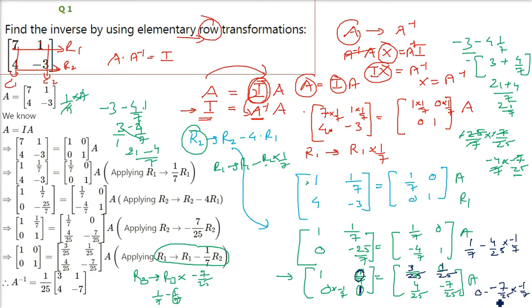Because whatever you are doing on the left hand side, you have to perform it on the right hand side as well. Right? So this is the final identity value. And this is A. So what should be here? It should be A inverse. So this is final A inverse. This is going to be your A inverse. I hope you got the idea. So final value I am writing again. 3 by 25, 1 by 25, 4 by 25 and minus 7 by 25. This is your A inverse.